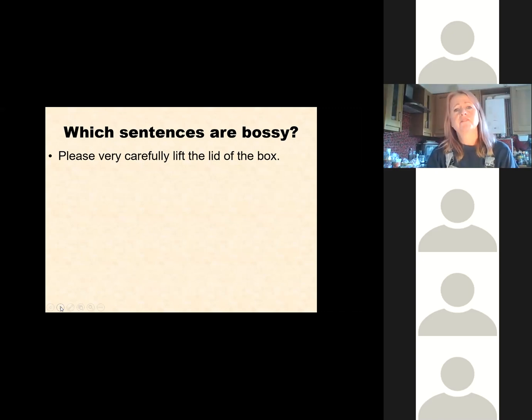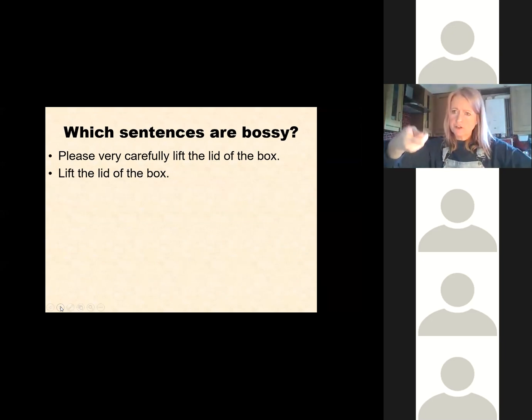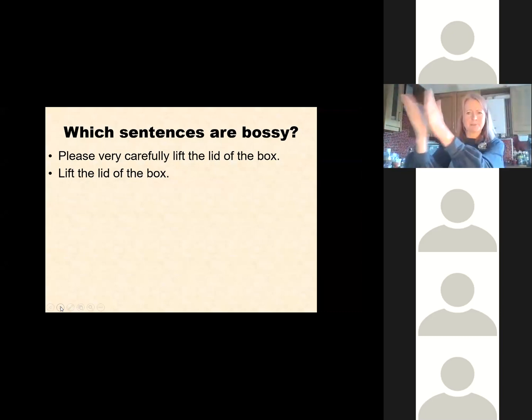Please, very carefully, lift the lid of the box. Am I being bossy? No. Lift the lid of the box. Am I being bossy? Yeah. Yay! Miss Gallivan's being super bossy.